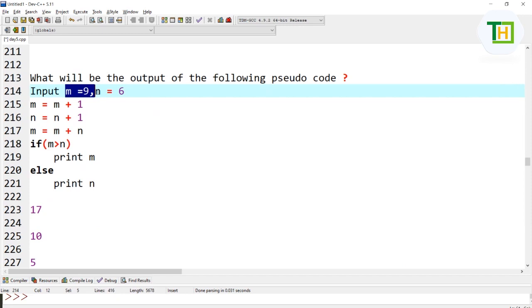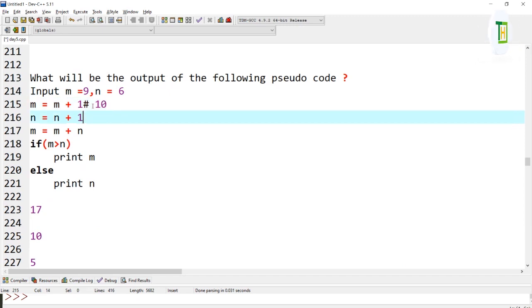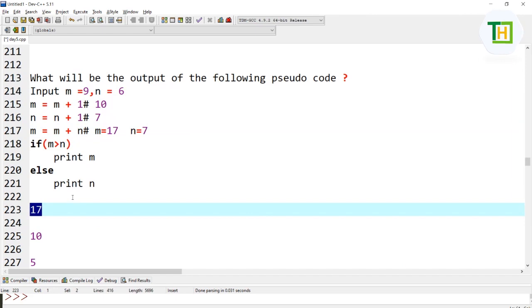Now the M value is 9. Then it becomes 10 here. And N is going to be 6. 6 becomes 7. And both are going to be added here. Then M is equal to 17, and N is equal to 7 here. Is M greater than 7? Yes. It is going to print M. The answer is going to be 17.